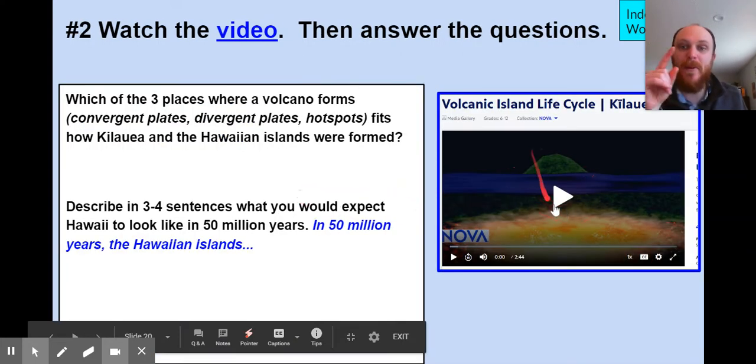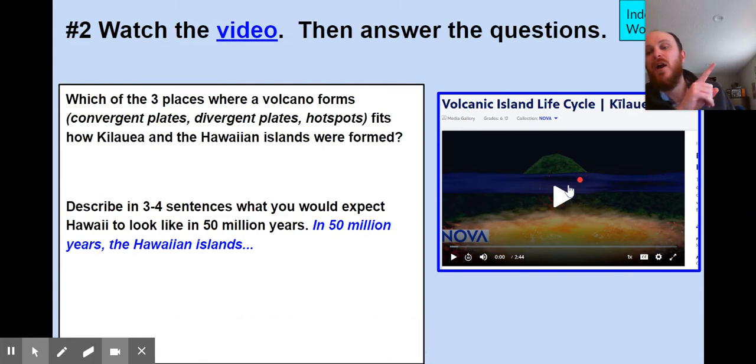For this one, tell me about the islands of Hawaii. Tell me what you would expect Hawaii to look like if you came back in 50 million years, if you had a time machine. What would it look like? Tell me about it.